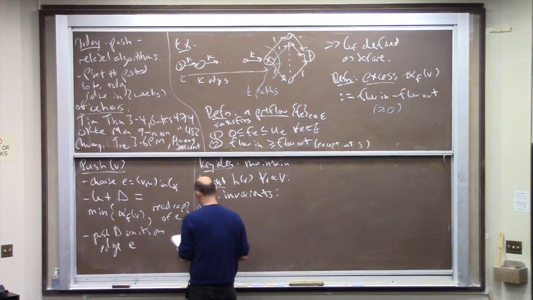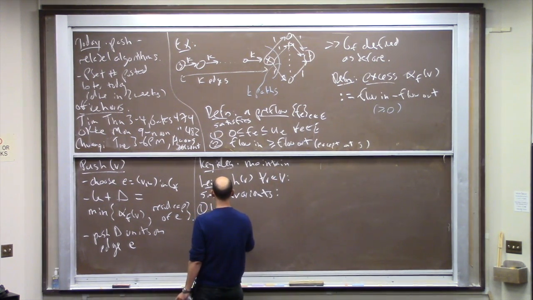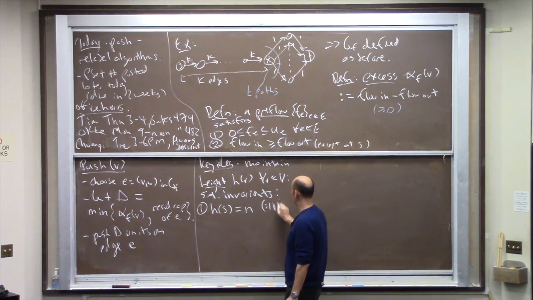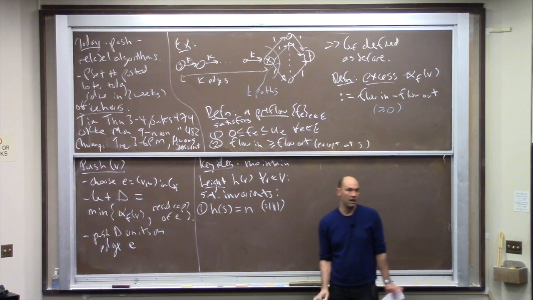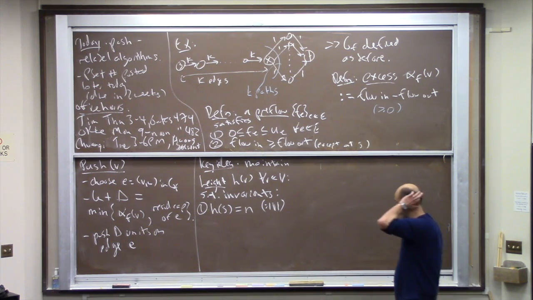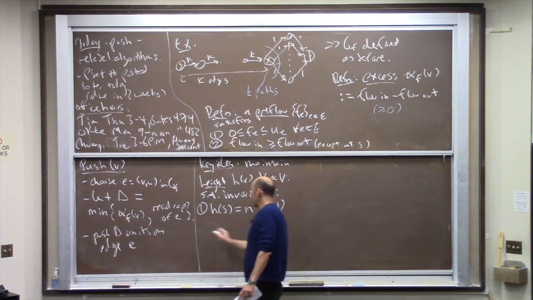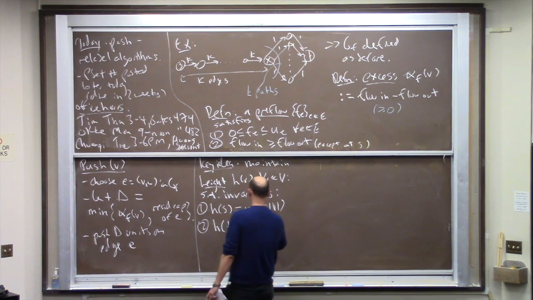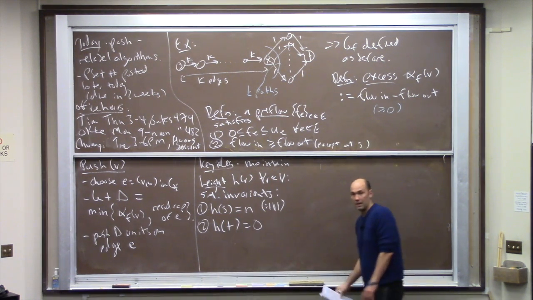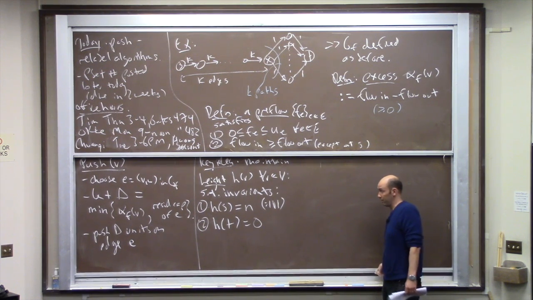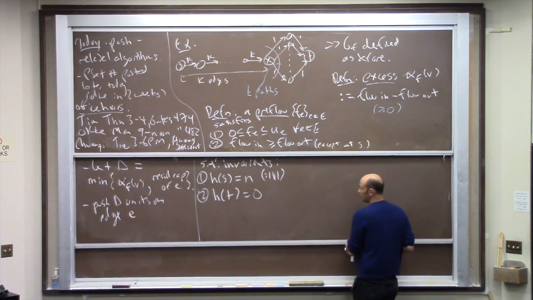So first of all, the height of the source is just n. Remember, n is the number of vertices, and it never changes. That's an invariant. Source is always at height n. The sink is always at height 0, and again, it never changes. So all the action, all the heights, only change on the vertices other than S and T.